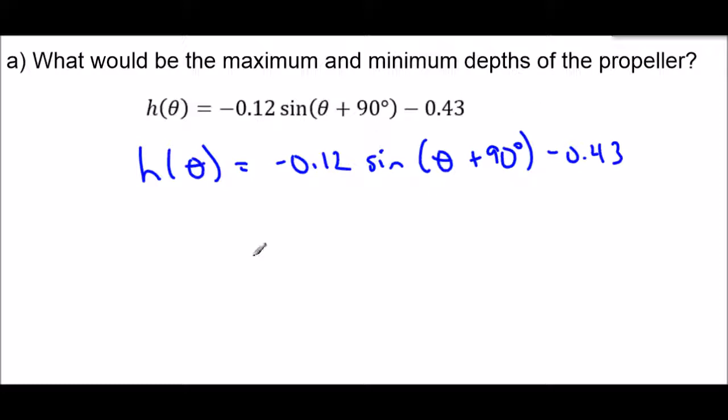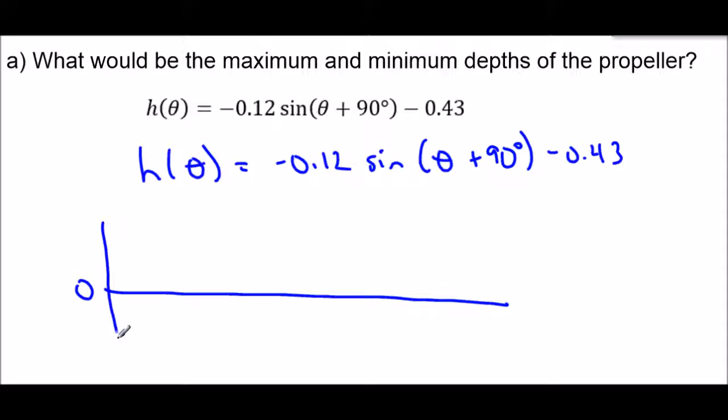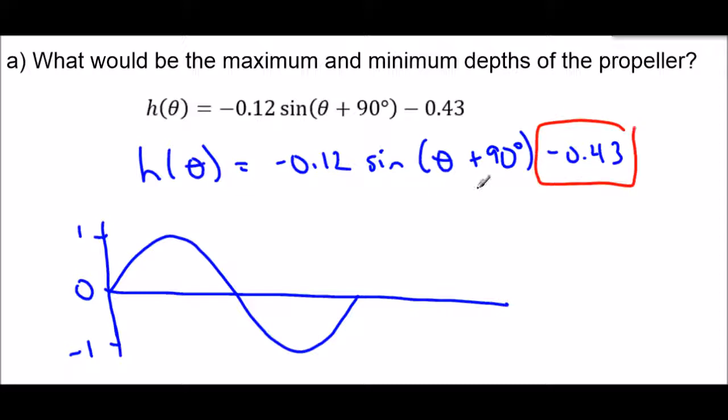So here's what I know. I know that the normal sine function is centered at 0 and goes to a maximum of 1 and a minimum of negative 1. And it kind of looks like this, but we don't even need to know that. Now, because of a d value existing, this 0 has been moved down to negative 0.43. So the d value at the end of the function tells you how that normal sine function has been transformed up, or in this case, down.